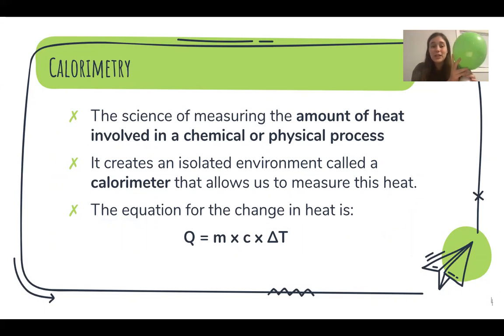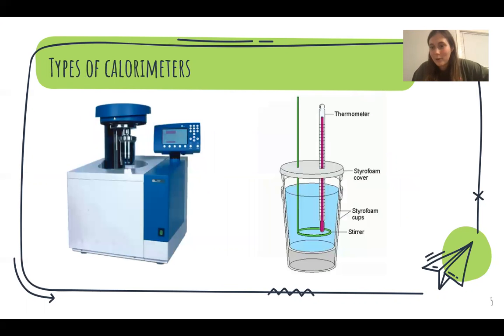In calorimetry, we use something called a calorimeter, which allows us to measure the amount of heat that is lost or gained by the surroundings in a system. Specifically, we would use the equation Q, which just stands for heat, equals mass times the specific heat capacity times the change in temperature in Celsius, of course. So let's dive a little bit deeper into what a calorimeter actually is.